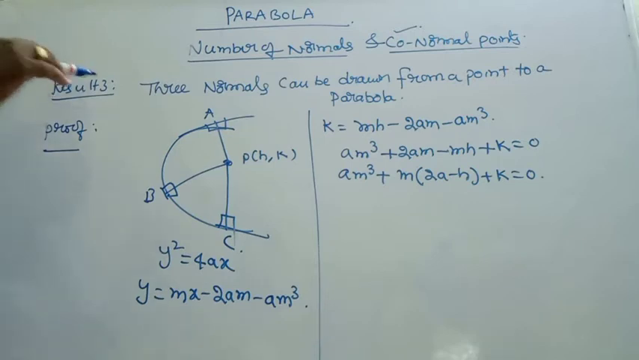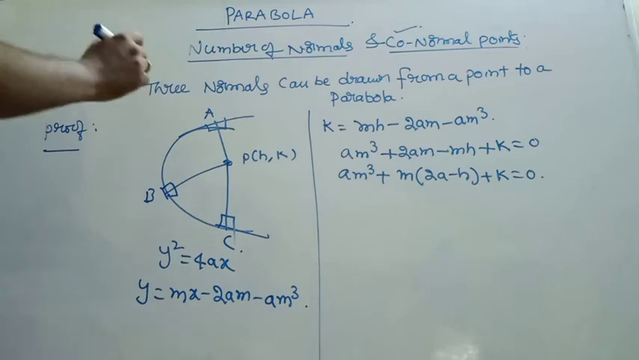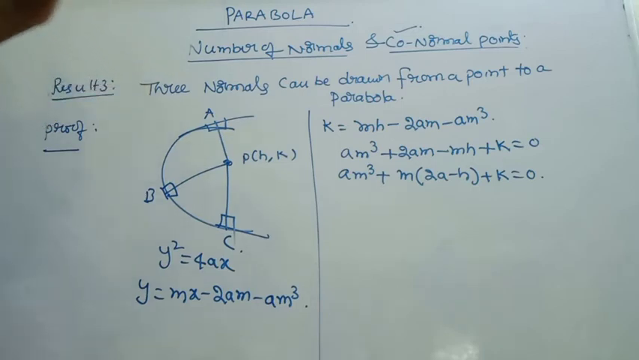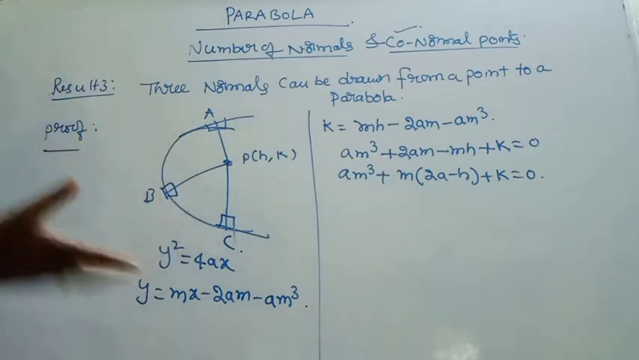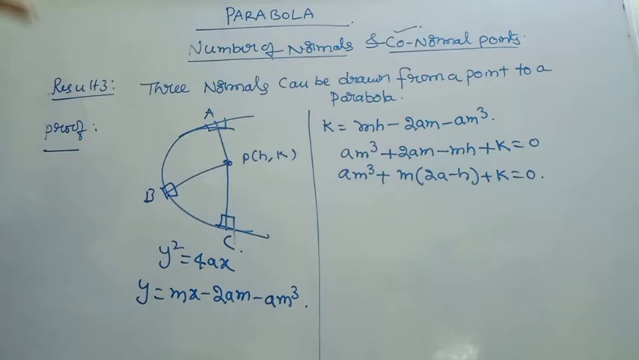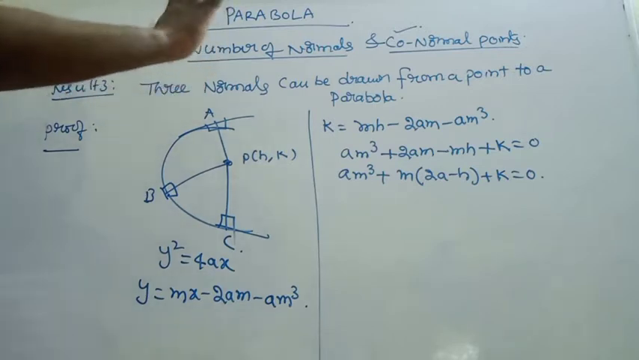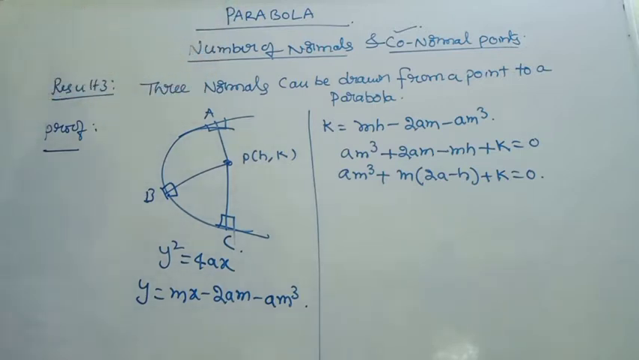Because we got it as a cubic equation, there are 3 values of m. For each m value, there will be one normal passing. That's why 3 normals can be drawn from a point to a parabola. See how beautifully we have got this particular result. And I told you already the feet of the perpendiculars are called co-normal points, and we can pass a maximum of 3 normals from any point to a parabola.